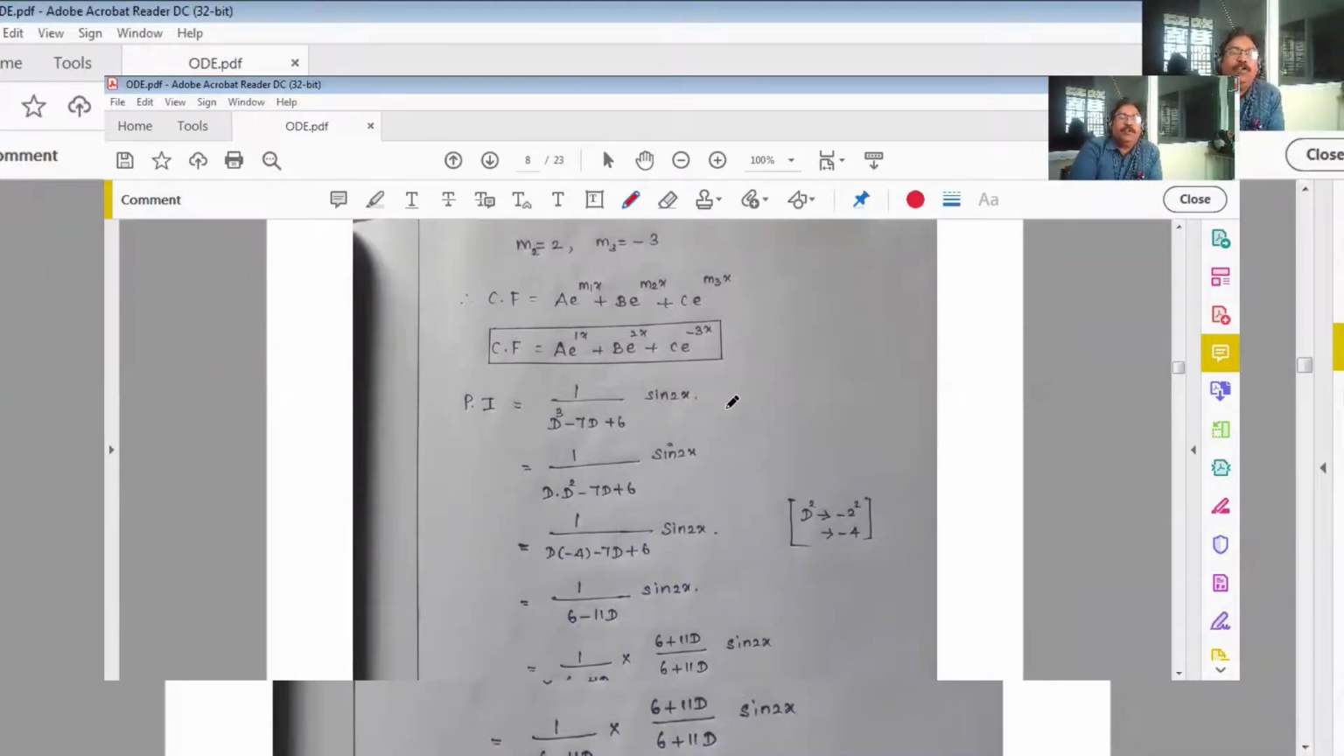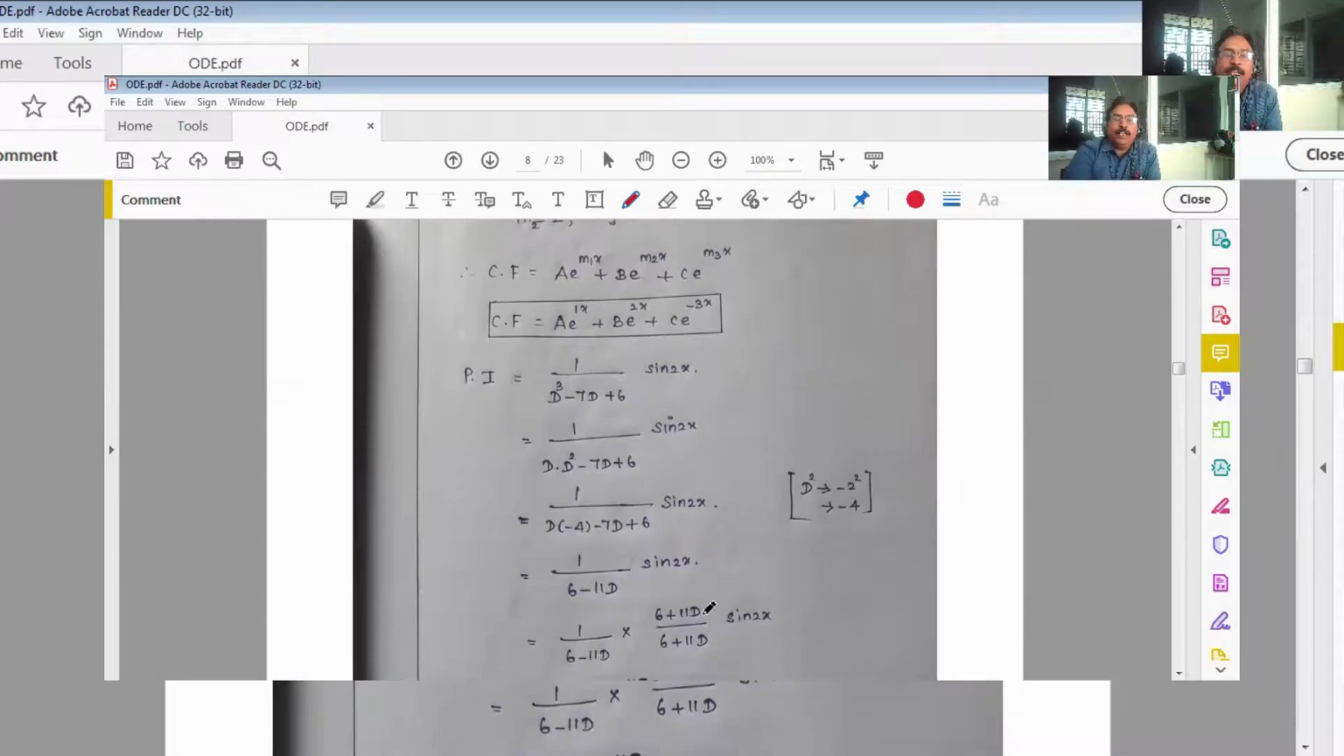Okay. Right. So 1 by D cube, you write in the form of D square. Right. Okay. One simple method: you eradicate this. You multiply by D. Okay. So D divided by 6D.